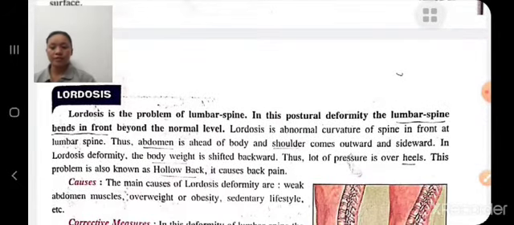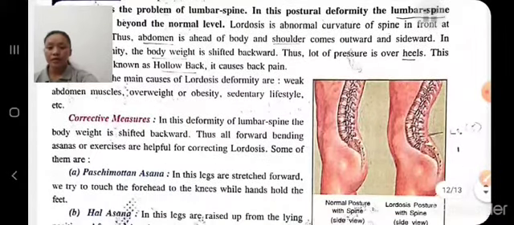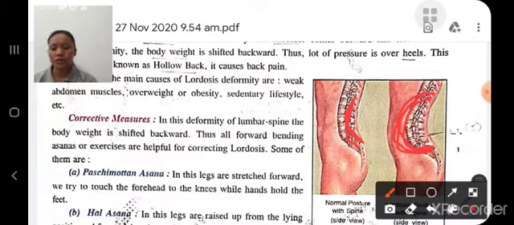Next is Lordosis. Lordosis is also a problem of the lumbar spine. In this posture deformity, the lumbar spine bends forward beyond the normal level. This is your lumbar spine, and it bends forward beyond the normal level. This is known as Lordosis.